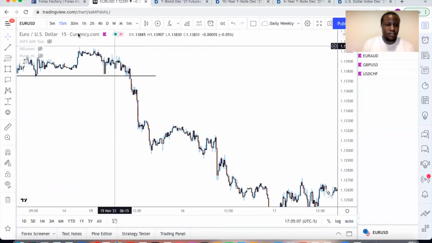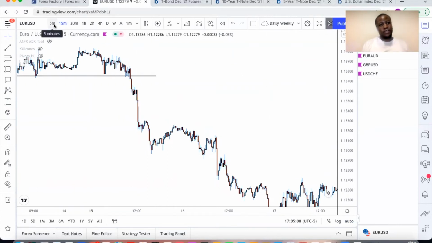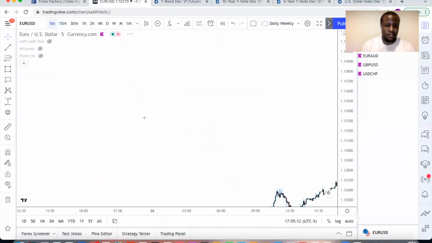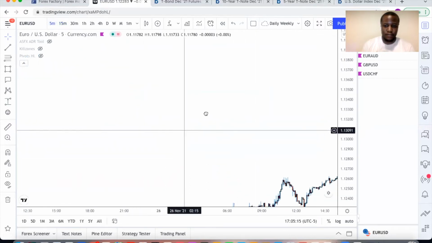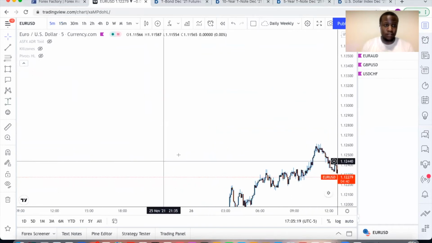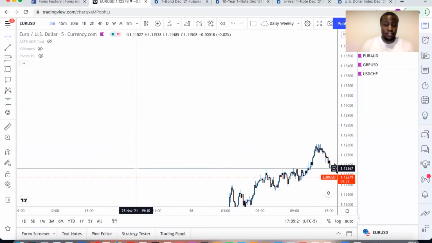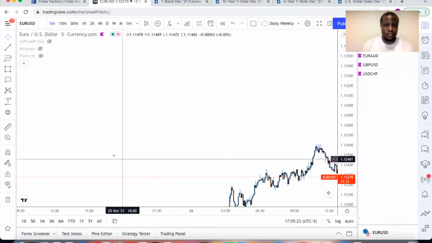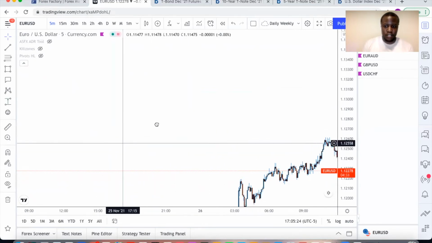See, and you do this on the 15-minute. You could do it on a 5-minute. Let's check the 5-minute to see if it's there. Sometimes you don't see it on the 15, but it's much more clear on the 5-minute. And sometimes it's not even on the 5-minute. You have to go all the way down to the 1-minute and catch it.